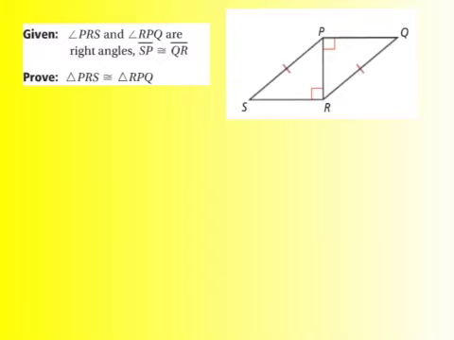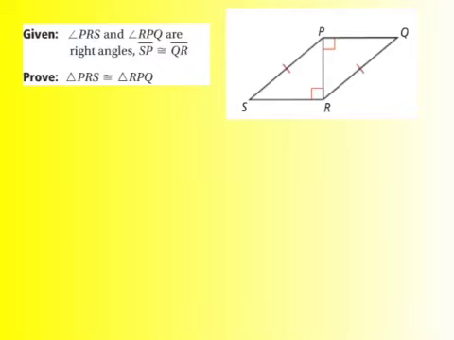Alright, so let's prove the following. Let's prove that triangle PRS is congruent to triangle RPQ, given that angle PRS and angle RPQ are right angles as shown, and that segment SP is congruent to segment QR, also shown. Alright, so let's make a proof. You can do a two-column proof, you can do a paragraph proof, you can do a flow proof, whatever you like. I'm going to do a flow proof.